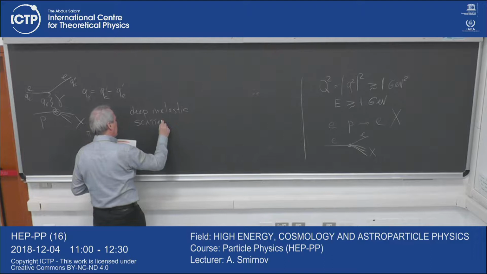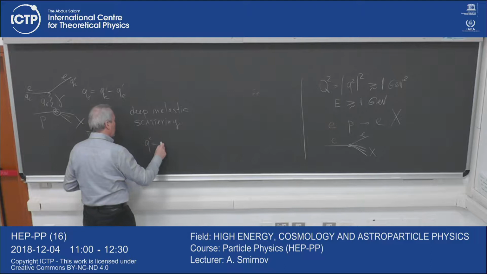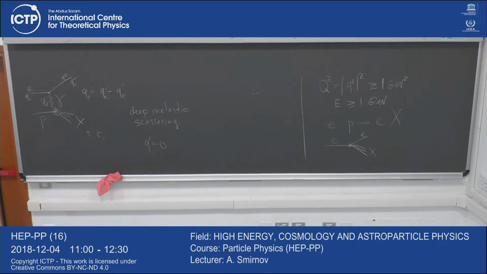Elastic scattering exactly would correspond to Q squared equals zero, but also we often call elastic scattering the scattering when you have just the same particles as in the initial state. So here what is important is that we have big transfer momentum to the proton, to the nucleon. And in this way we can probe the structure of proton in general.